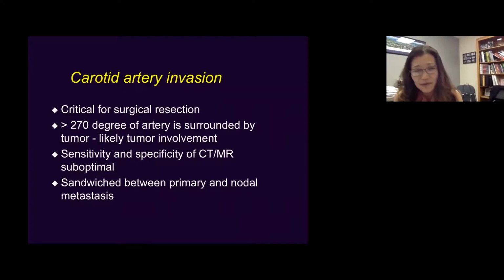not touch the patient. And oftentimes it's been said that more than 270 degrees of encasement, or being surrounded by the tumor, is likely tumor involvement, but sensitivity and specificity are very suboptimal, or perhaps they don't really intervene if your imaging finding is suspicious, so it's very difficult to establish specificity. Anyway, let me show you some examples.